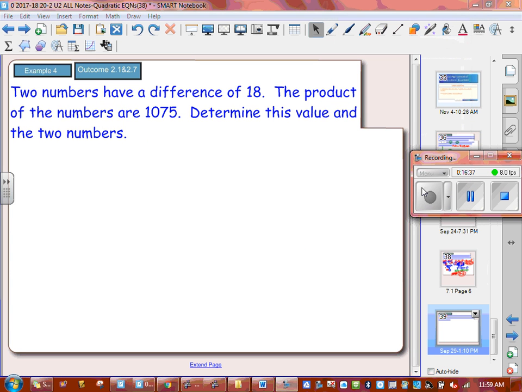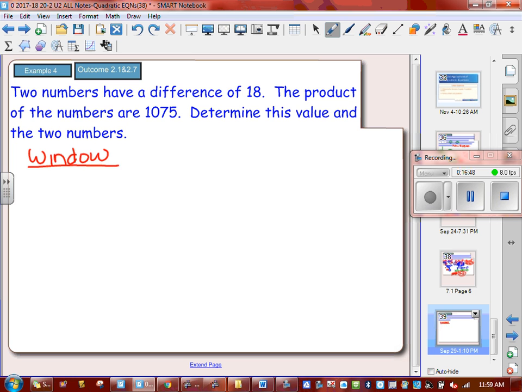Okay, let's finish this last question. You've got a couple minutes to look at it. Let's make sure you've got the correct window. The window that matches this question should be negative 40, 50, and 10, negative 1500, 200, and 100. That'll help raise your graph so you can see it.